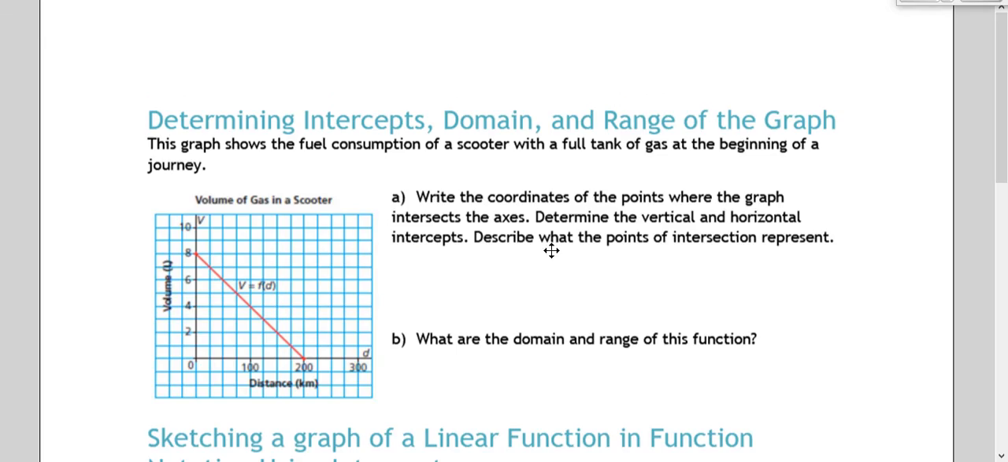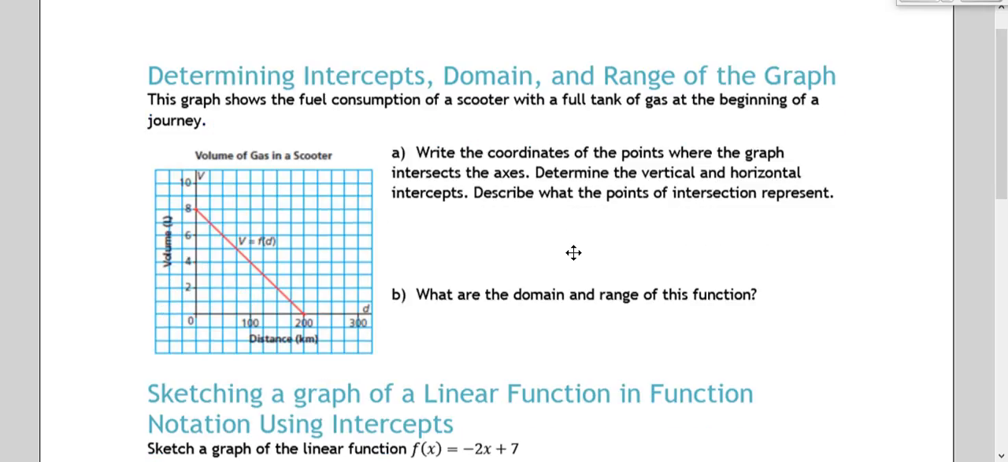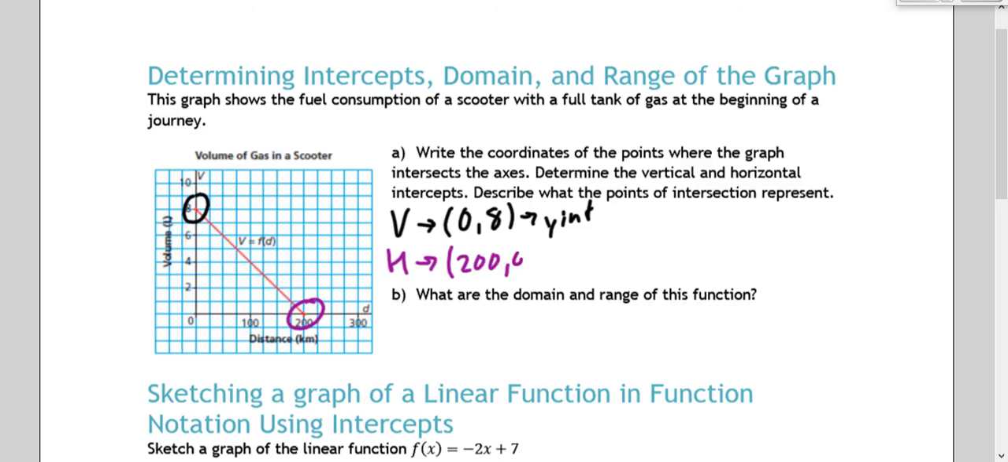Now, if I am determining intercepts, domain and range of a graph, this graph shows the fuel consumption of a scooter with a full tank of gas at the beginning of its journey. My vertical point is (0, 8). This is also the y-intercept. If I'm looking for my horizontal one, it's here, (200, 0). This is also the x-intercept.